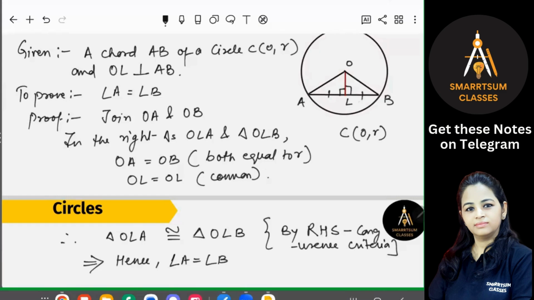This is equal to this. Okay, so we have proved that AL is equal to LB. Now, since AL is equal to LB, that means this perpendicular bisects this chord into two equal halves, right?